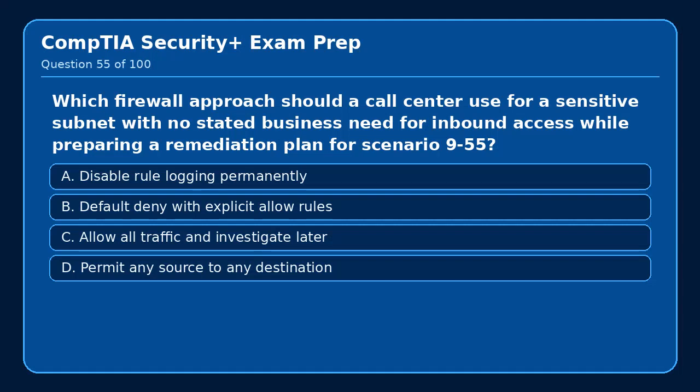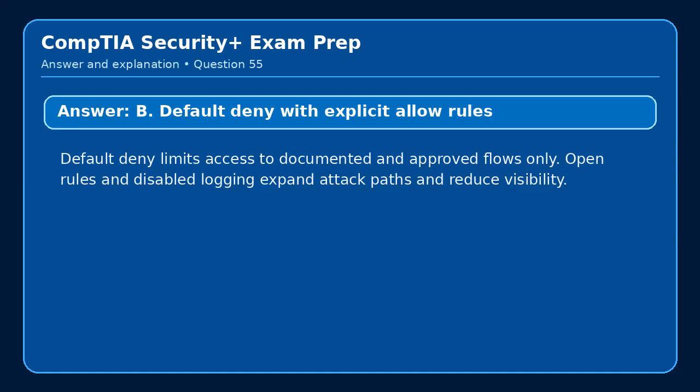Question 57. Which platform gives a regional clinic broader endpoint and telemetry correlation beyond traditional EDR during a pilot deployment for scenario 9 to 57? A. Plain text inventory. B. A managed switch. C. Extended detection and response. D. A local only calculator app. Take a moment to choose your answer.